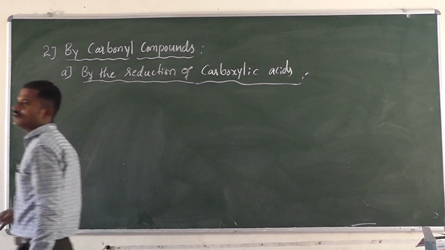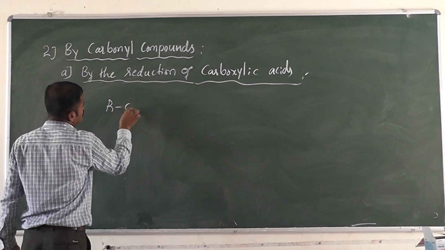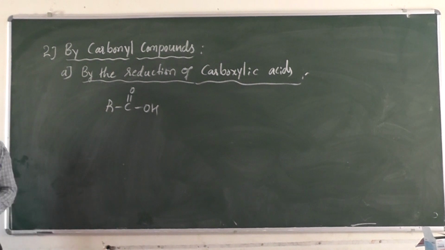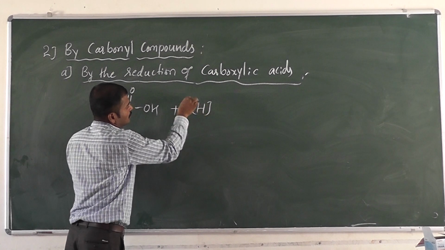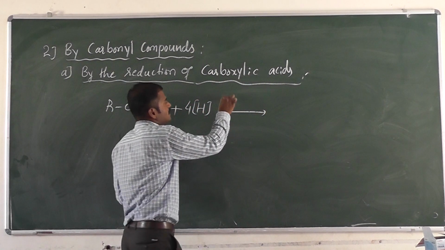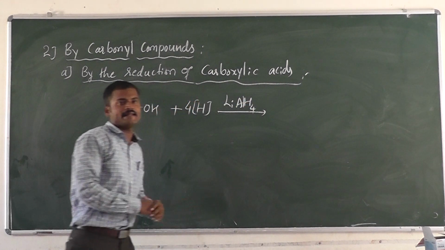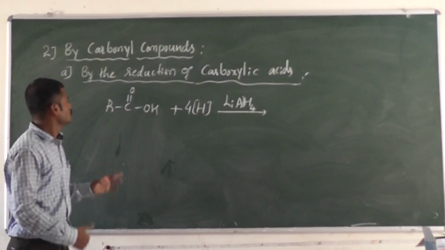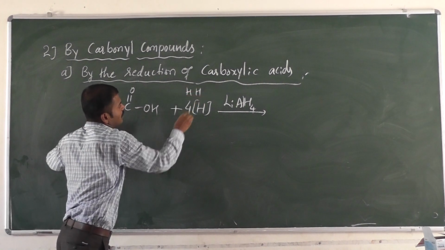See, the general formula for carboxylic acid we already know, that is RCOOH. So when this carboxylic acid undergoes reduction in presence of a dehydrating agent, that is lithium aluminium hydride, there is a formation of alcohol. So how does it form? R is there, C is there. Totally there are 4 hydrogens. I am writing here 4 hydrogens are there.